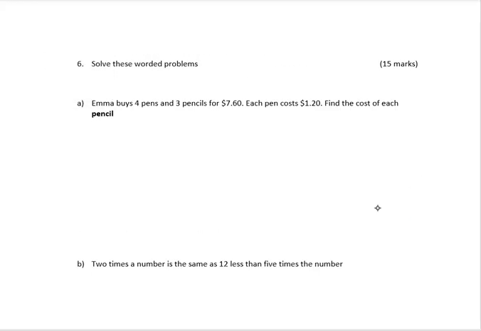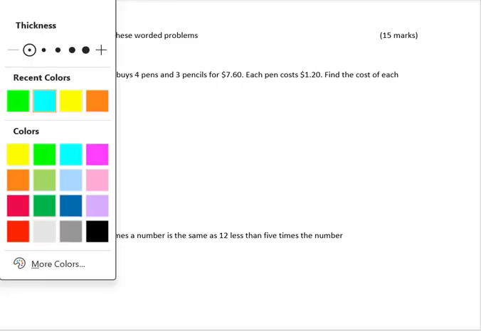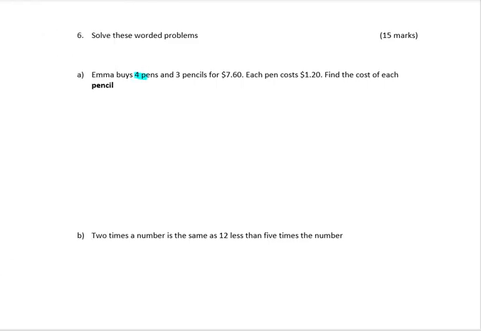All right. Okay. Emma buys 4 pens and 3 pencils for $7.60. Each pen costs $1.20. Find the cost of each pencil. Okay, let's just highlight some keywords. So 4 pens and 3 pencils for $7.60. Pen costs $1.20. Find the cost of each pencil. So that's what we want.